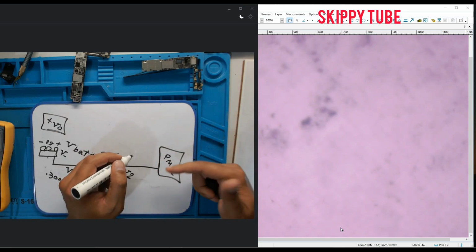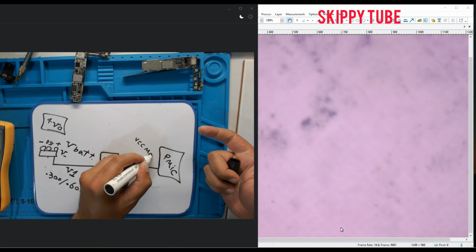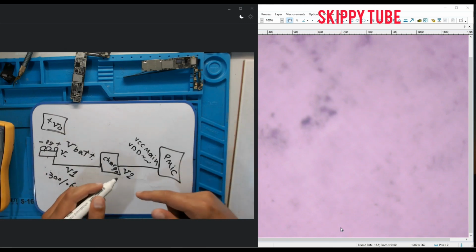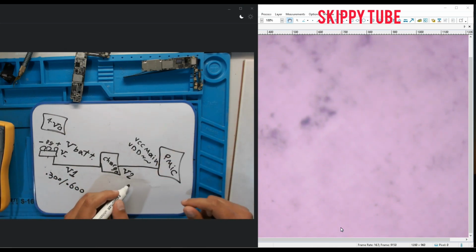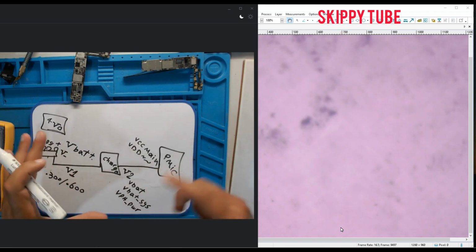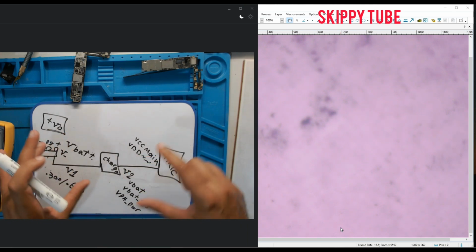On the iPhone, voltage 2 on the schematic diagram is VCC main or VDD main. In Samsung or Android phones, we say VBAT, VBAT with 1T, or VBAT underscore SYS or SYS, and VPH underscore PWR. There are a lot of names in there.